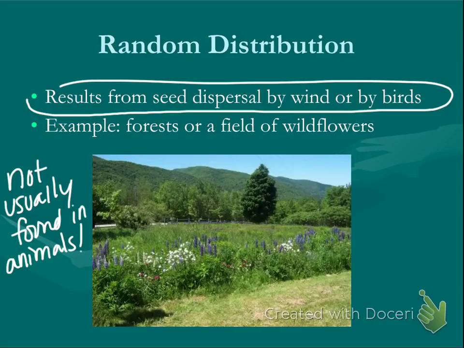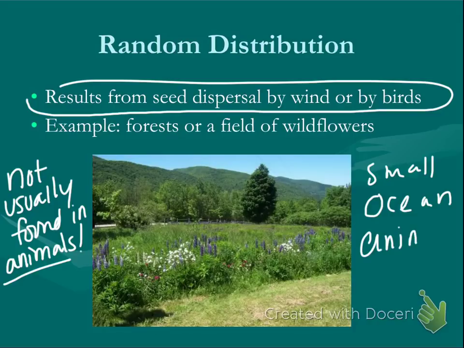The one exception to my note that you don't usually find this in animal species would be organisms that are in bodies of water that don't actually move themselves but allow the current to carry them. So we do find some things in the ocean, very small ocean animals, who just drift. And there you would tend to see a pretty random distribution.